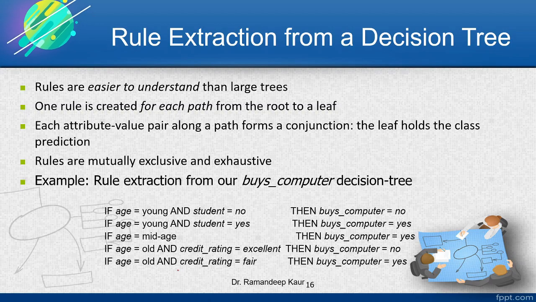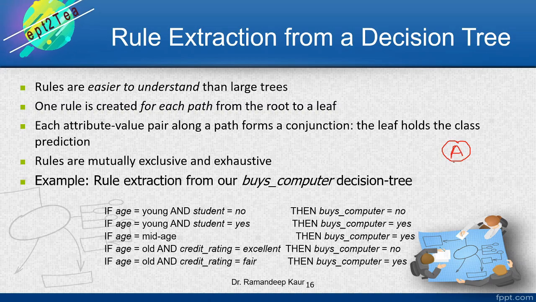Now, rule extraction from a decision tree. Just like I said, you can extract rules from a decision tree, and from rules you can make a decision tree, so vice versa, both are true. Let's see the conditions that I have written here. If age is equal to young and student is equal to no, then buys computer is no. My first criterion here is age.